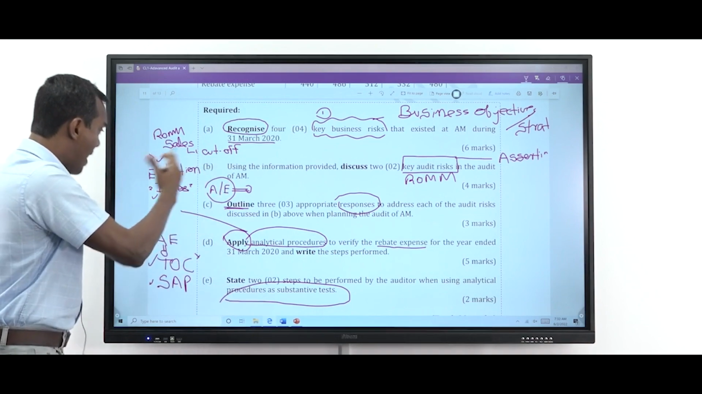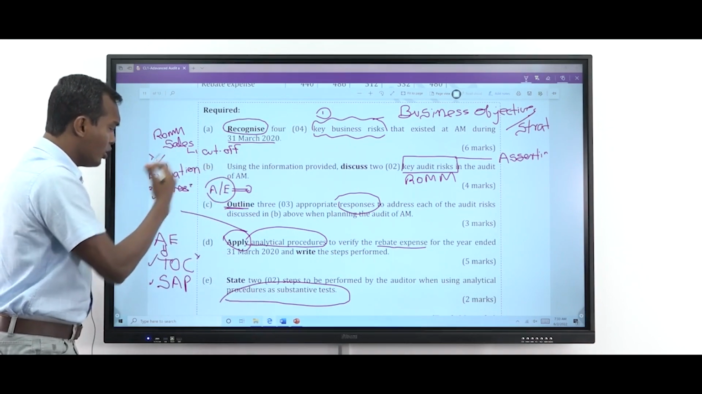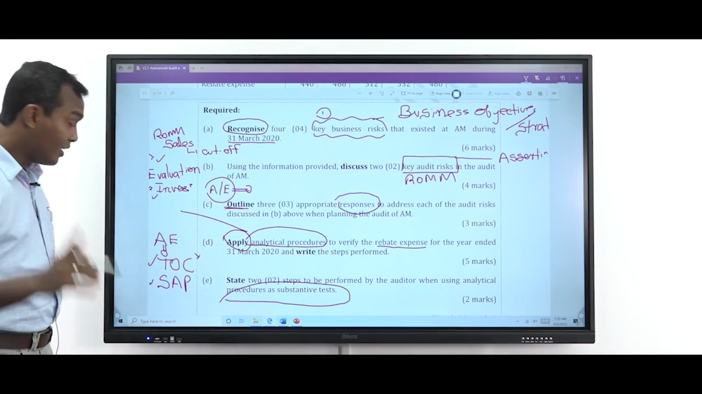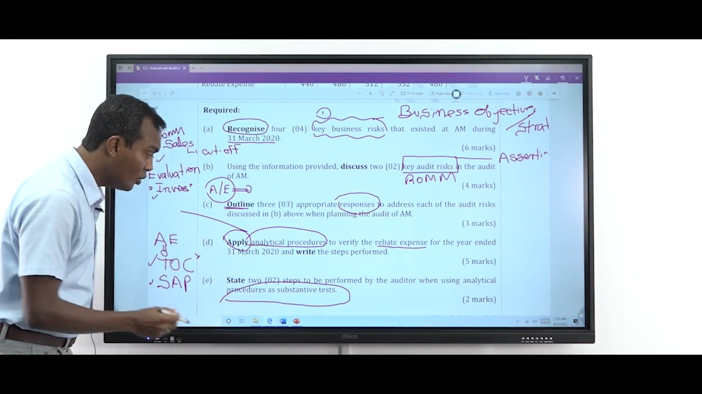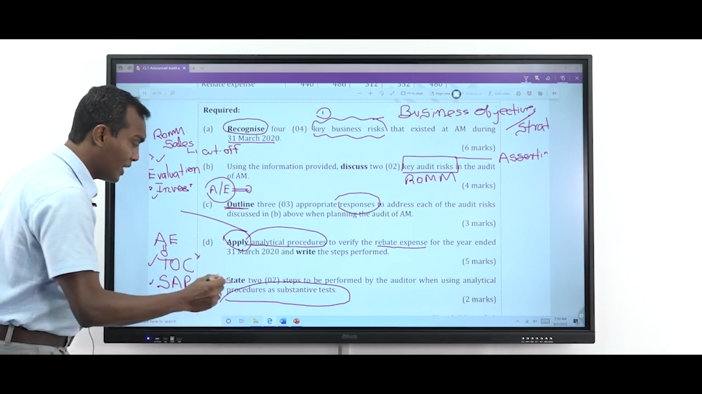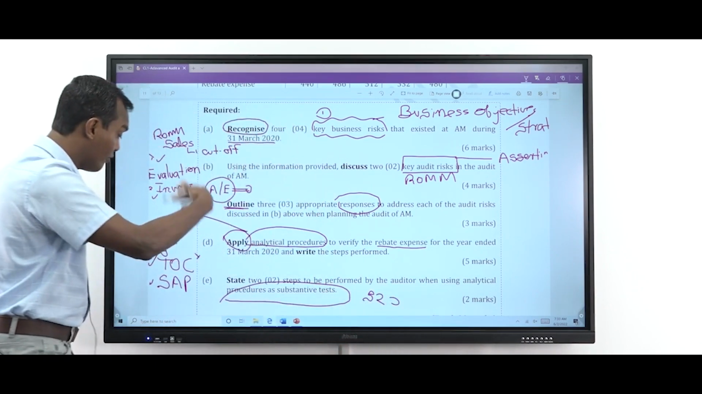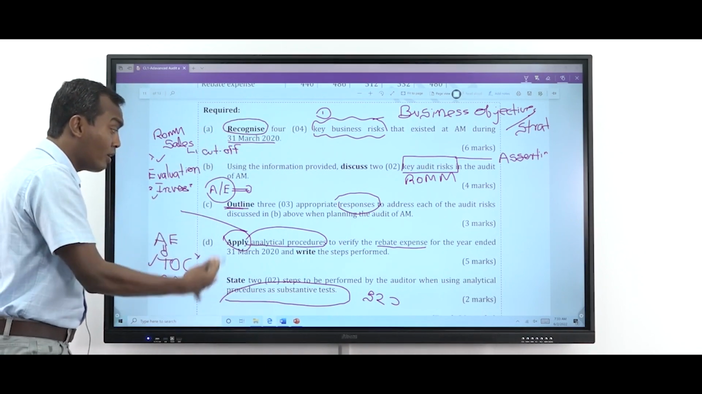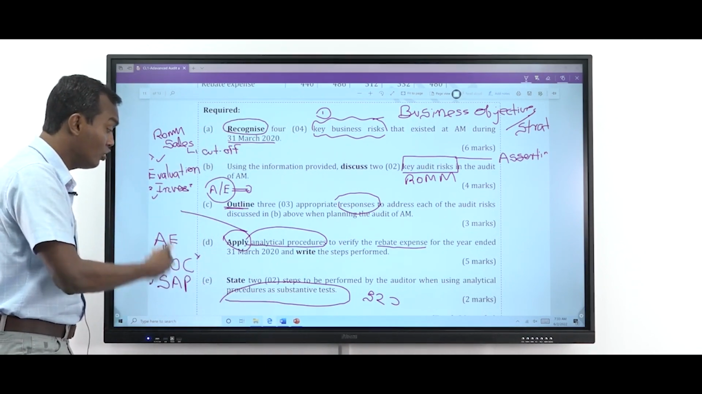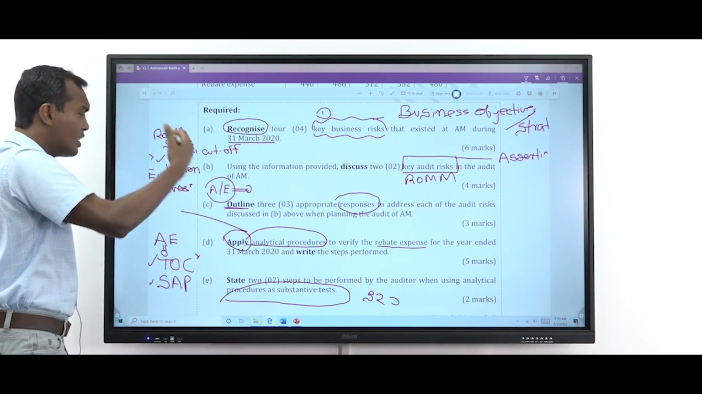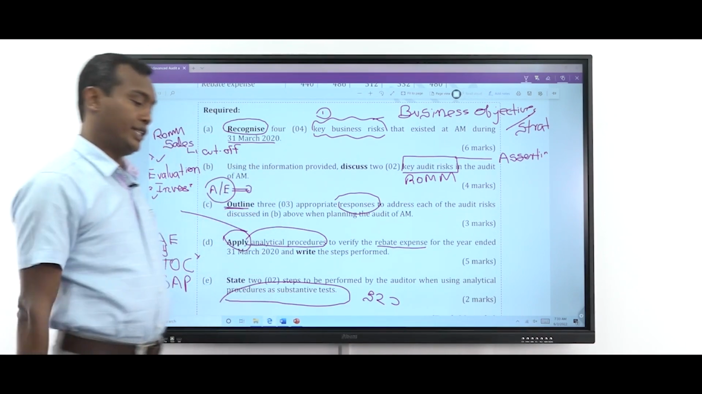That is, by comparing, I am going to investigate, can there be a difference? Now when you use substantive, you have to follow some procedures. Now this is auditing standard number 520. So after this case study, you will also know this standard or a chapter in your book called analytical procedure. In one question, you will know risk, you will know audit evidence.